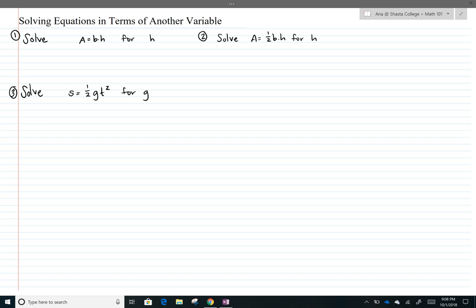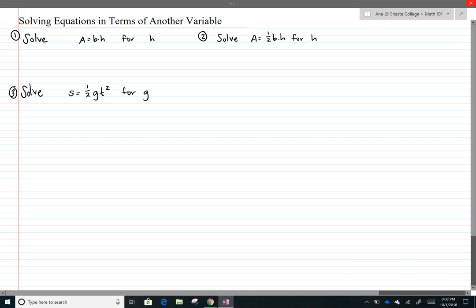Each of these equations is asking you to solve for a specific variable. It's not asking you to evaluate. So in the first question, it says solve A equals BH for H. I look at the equation and I determine what is being asked. I'm being asked to solve for H.